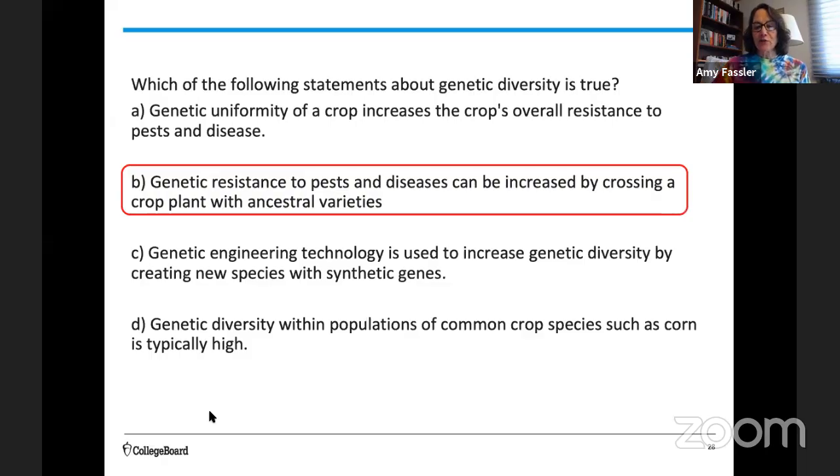And the answer is genetic resistance to pests and diseases can be increased by crossing crop plants with ancestral varieties.